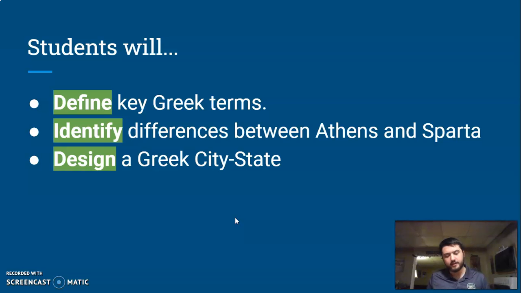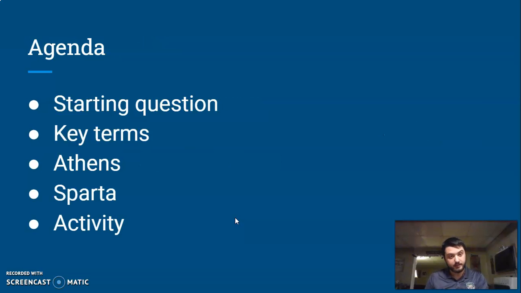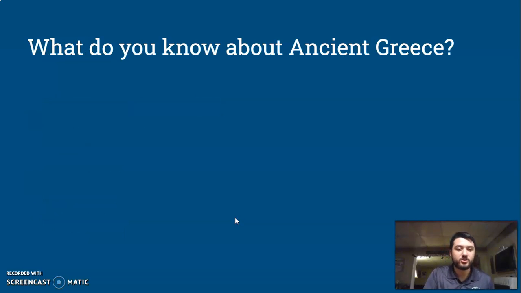Students will define key Greek terms, identify differences between Athens and Sparta, and design a Greek city-state by the end. Specifically, we're going to have an opening question, look at those terms, talk about Athens, then talk about Sparta, and then have that activity.